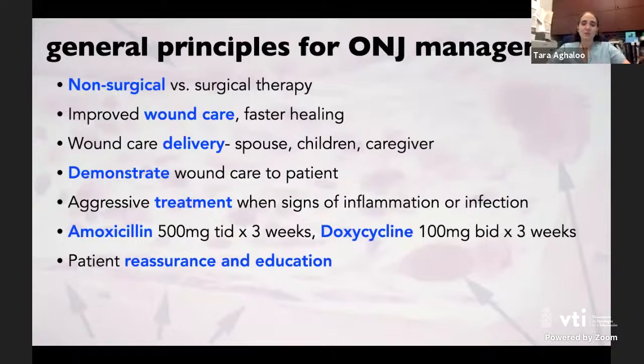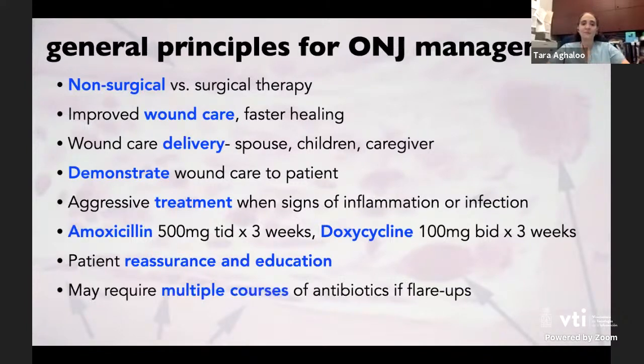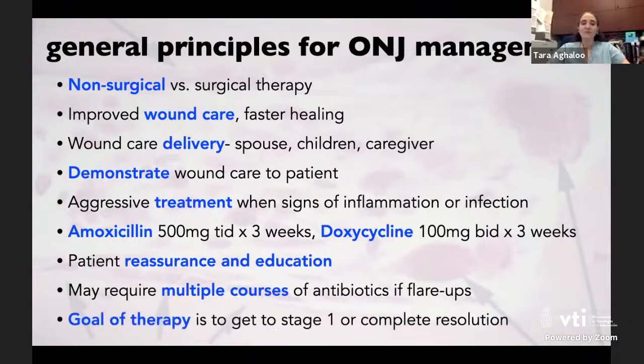A lot of patient reassurance and education. So it's really, really important that we do that and see them regularly to see how they're doing and give them encouragement when they're doing well, or tell them that they need to be more aggressive when they're not getting in there enough and being as aggressive as they need to be with their wound care. And like I said, they might require multiple courses of antibiotics if there are flare-ups. And our goal of therapy is to get to stage 1 or completely have resolution of the disease.